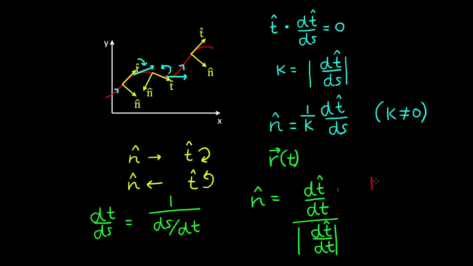So we don't have to find the curvature or the arc length parameter first to find the principal unit normal vector in this case, where we're given r as a function of t, as we can obtain the unit tangent vector as a function of t from the velocity.